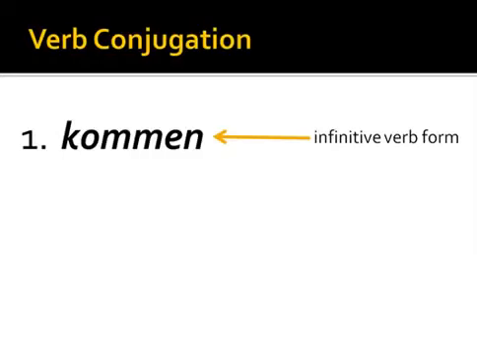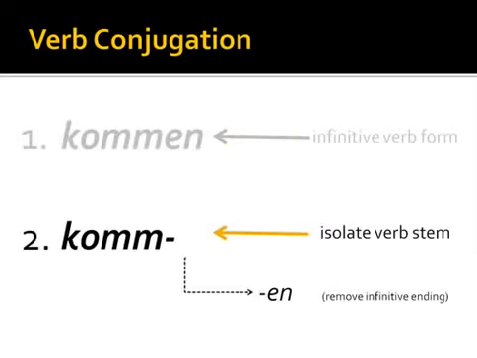I want to take the infinitive verb form, and this is the form that you'll find in the dictionary. When you go to use a new verb and you look in the dictionary to find one, this is what you'll find, the infinitive verb form. So let's take a look at kommen. Now the first thing I want to do is to drop off the infinitive ending. I'm going to either drop off an en or an n, and this will isolate the verb stem.